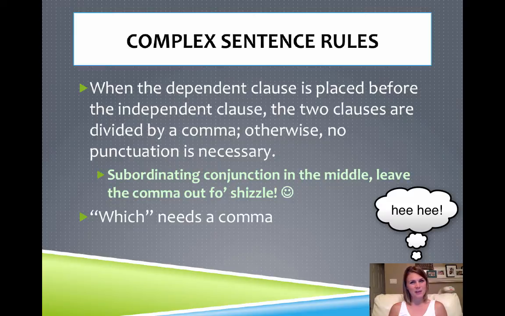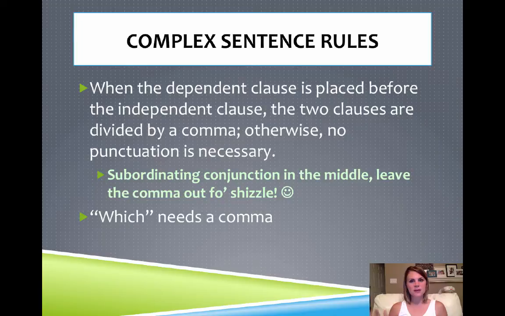I don't know if you remember that rap, but it's kind of hard to forget my singing, so you probably do. All right, now just a reminder, the relative pronoun which needs a comma before it because usually it starts an appositive, so it also would need a comma after the appositive.